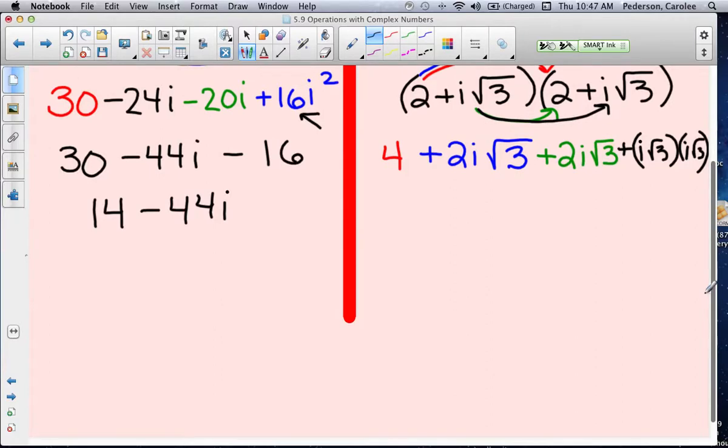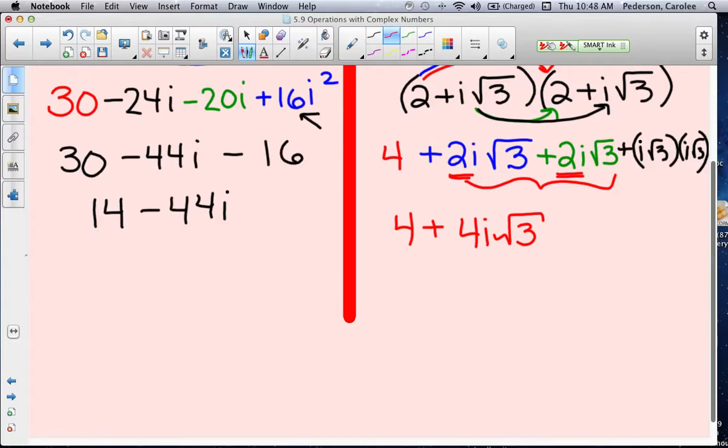Now notice we have like terms again with these two. They're considered like terms because I have radicals that are alike. They're both square root of 3. So the rule is we add their coefficients. So their coefficients are 2i and 2i. So 2i plus 2i is 4i. And then the radical just comes along for the ride, is what we say in math. And I'm bringing down that 4. So 2i square root of 3 plus 2i square root of 3 is 4i square root of 3.